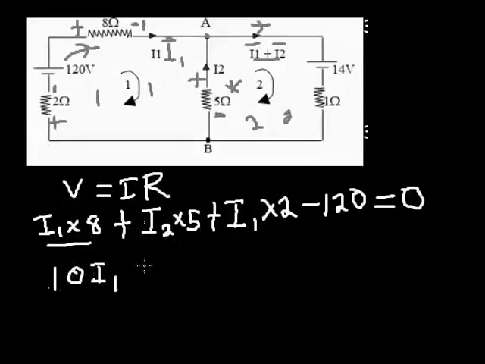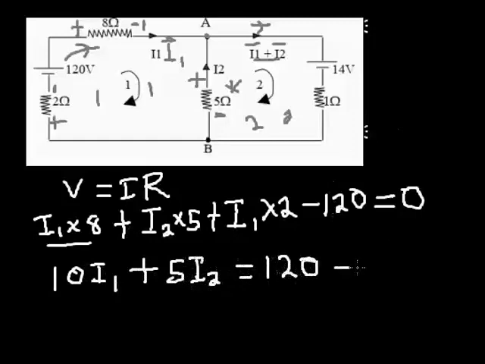Then of course plus 5I2, equal to, I'll take the minus 120 to the other side, so plus 120. This is my equation 1 for loop 1. So let's go to loop 2. I do the same thing to loop 2. I move in a clockwise direction and start with the source.